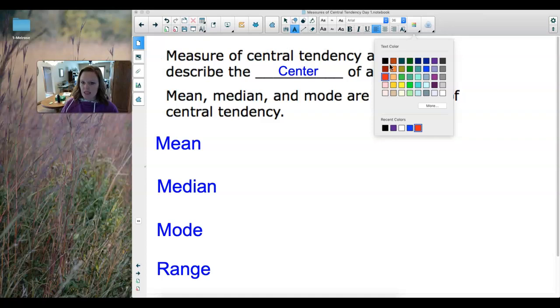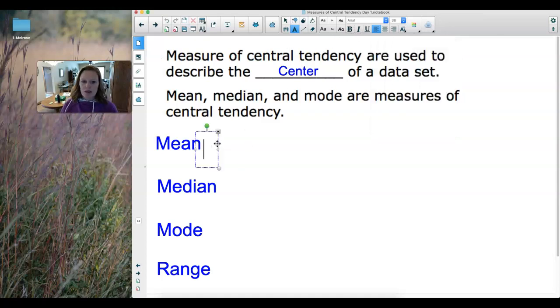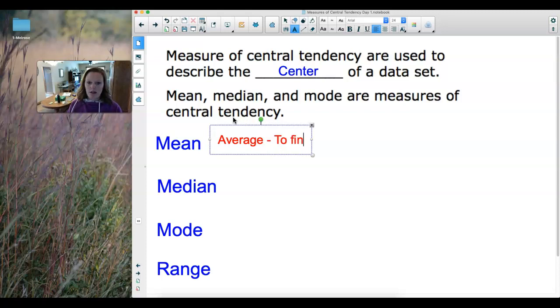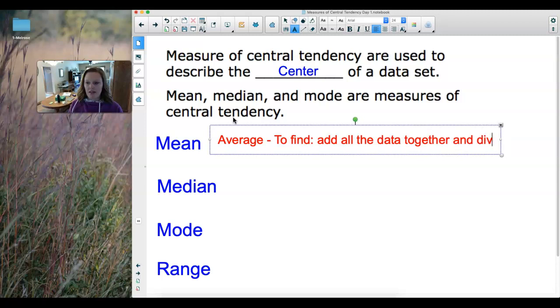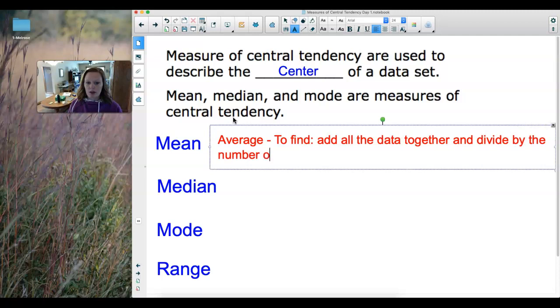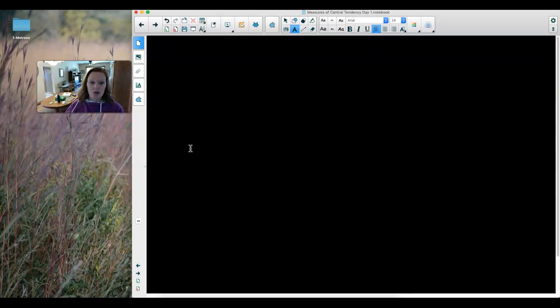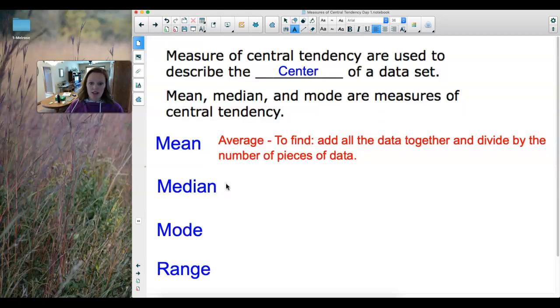When we are looking at the mean, another way we can say mean is to talk about the average. Okay, and you've all probably heard of averages before. Now, to find this, what you're going to do is add all the data together and divide by the number of pieces of data. Okay, so mean is average, and that's how you will find it.